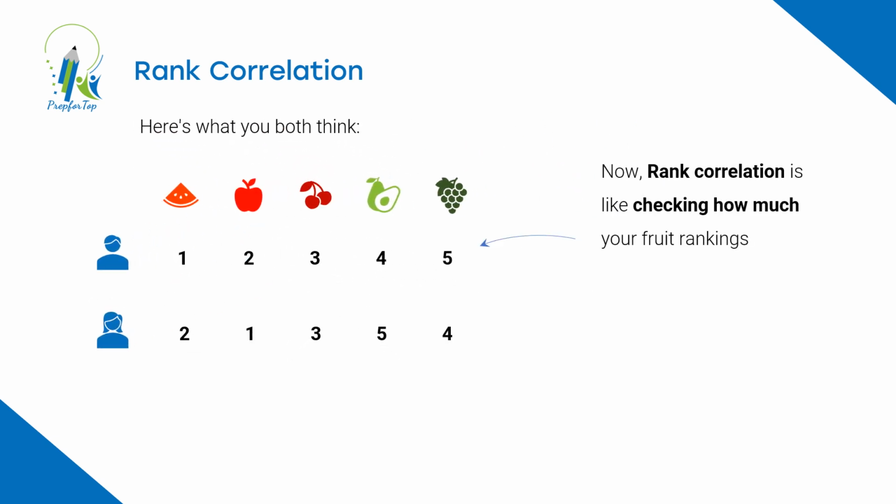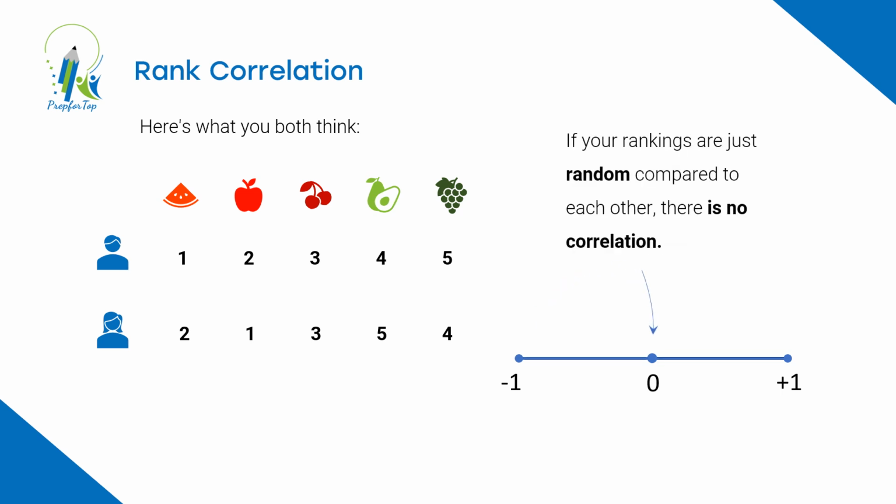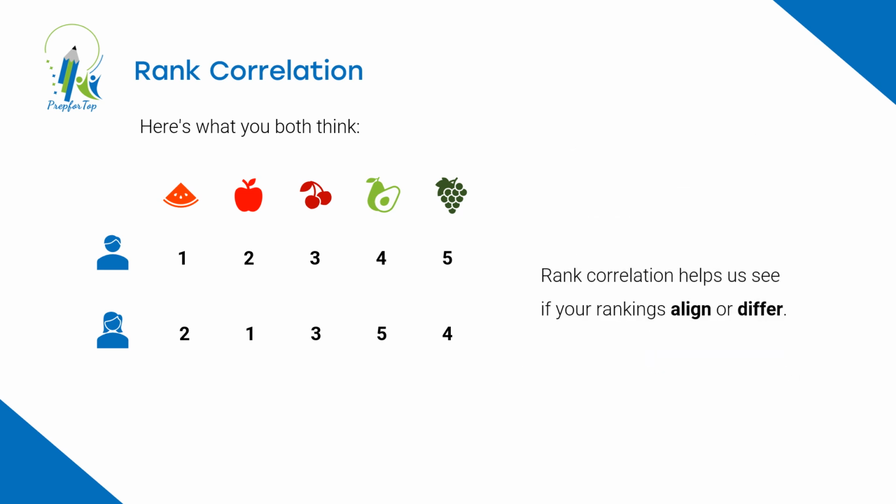Now, rank correlation is like checking how much your fruit rankings match your friend's rankings. If you both rank them the same way, the correlation would be very high, close to 1. If your rankings were totally opposite, the correlation would be very low, close to -1. If your rankings are just random compared to each other, there is no correlation. Rank correlation helps us see if your rankings align or differ.